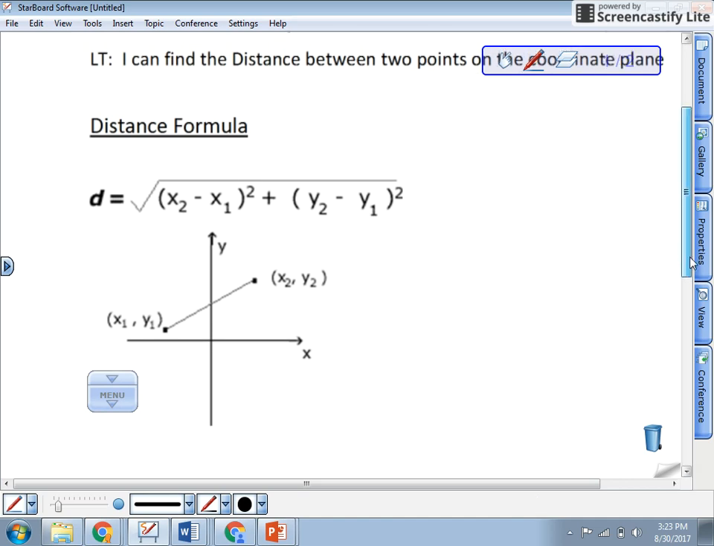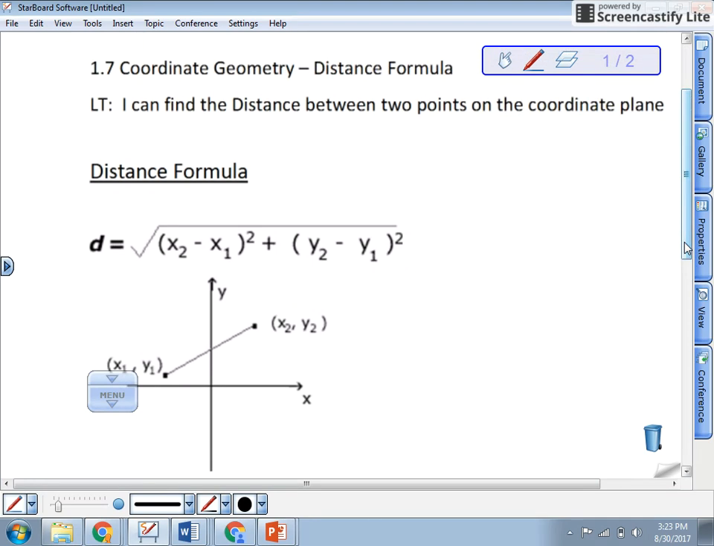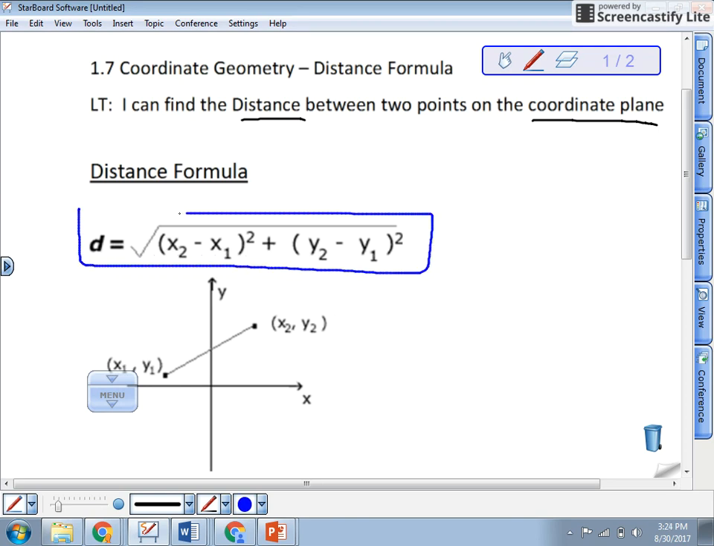Welcome back to 1.7. This time we're going to be talking about coordinate geometry and the distance formula. Our goal after this lesson is to be able to find the distance between 2 points on that, again, coordinate plane. So here is the distance formula. Looks really confusing, but once we talk about it, it will not be that bad. We use the lowercase d equals the square root of x2 minus x1 squared plus y2 minus y1 squared.